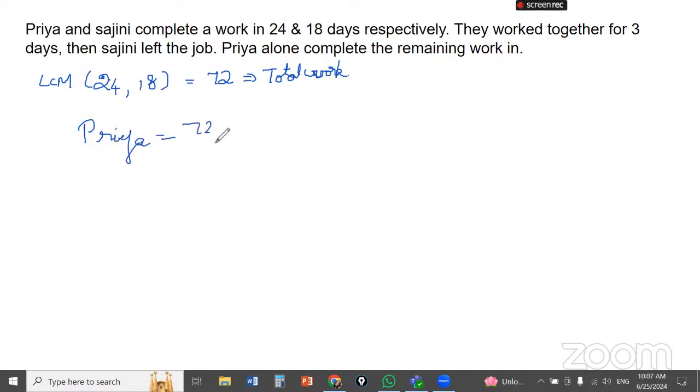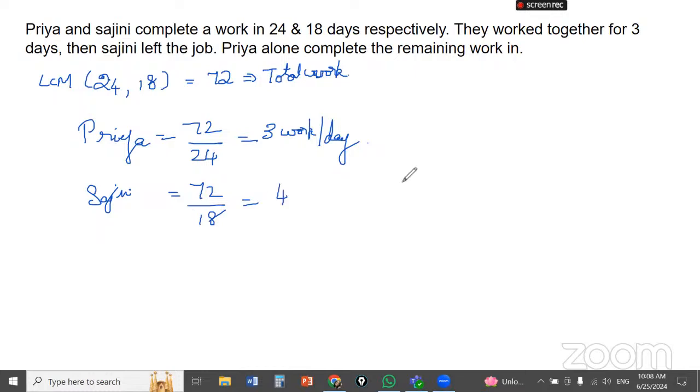So totally there are 72 works. Priya takes 24 days to complete the work. So in one day, she can complete 72 by 24, which is 3 works. She can complete 3 works per day. This is for Priya. And then for Sajni, how much work can she complete? That is 72 upon 18. So she can complete 4 works. So Priya can complete 3 works in one day, and Sajni can complete 4 works in one day.